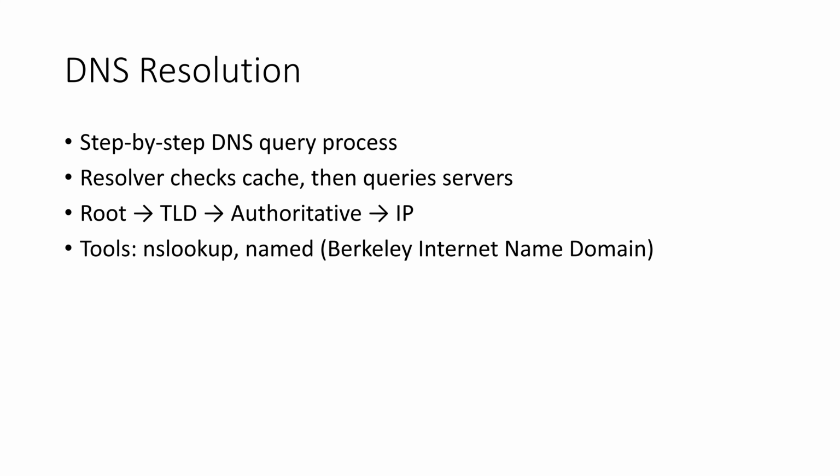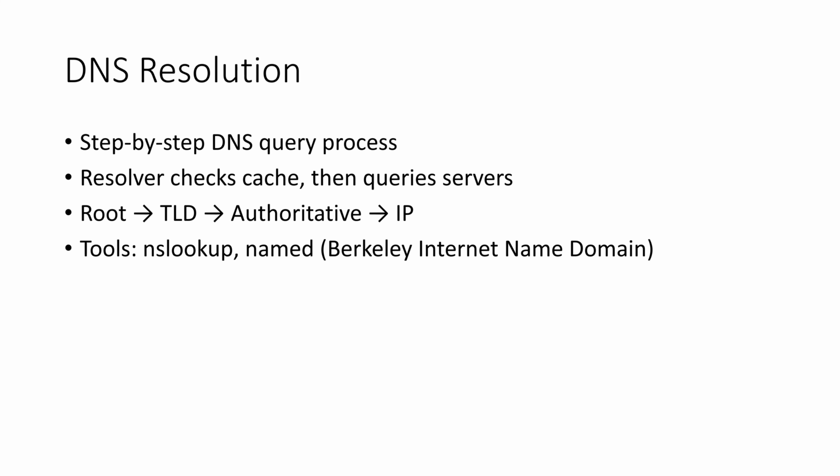Your system then uses that IP to contact Google's server, and behind the scenes, this is managed by DNS software like named, that is the Berkeley Internet Name Domain. So it runs by the name of named in Unix system, and you can observe it using tools like NSLOOKUP or dig.